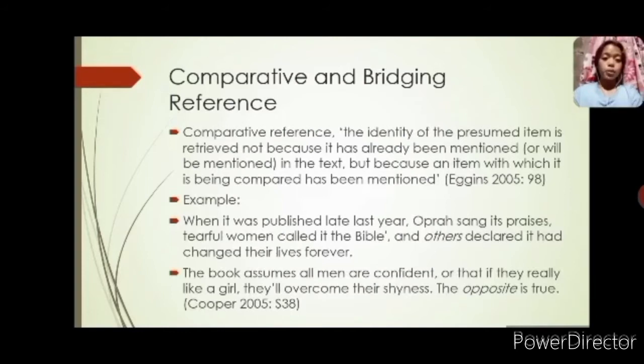example, when it was published late last year, Oprah sang its praises. Tearful women called it a Bible, and others declared it had changed their lives forever. The second example: the book assumes all men are confident, or if they really like a girl, they'll overcome their shyness. The opposite is true. So the comparative references in these examples are others and opposite.